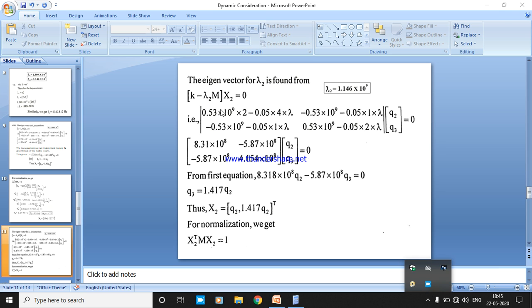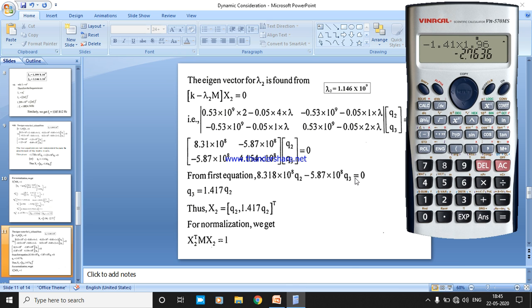Okay, so now the same equation, now I substitute the lambda 2 in this equation. I got this same thing here. These two equations I can't solve because the value is equal to 0, so I'll consider any one equation. I'll consider the first equation: 8.31 into 10 raised to 8 q2 minus 5.87 into 10 raised to 8 q3 is equal to 0. In any one you put q3 in terms of q2.